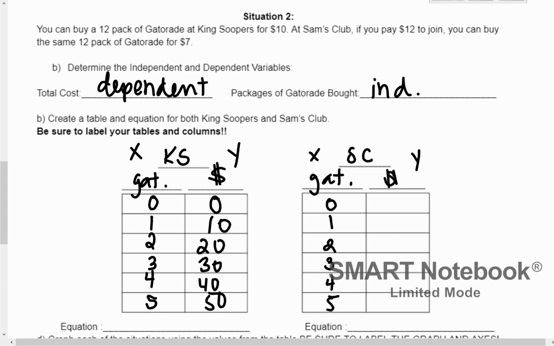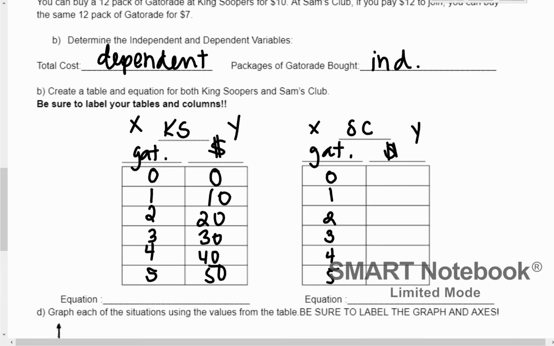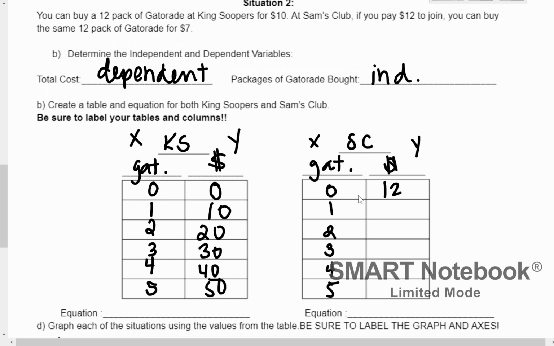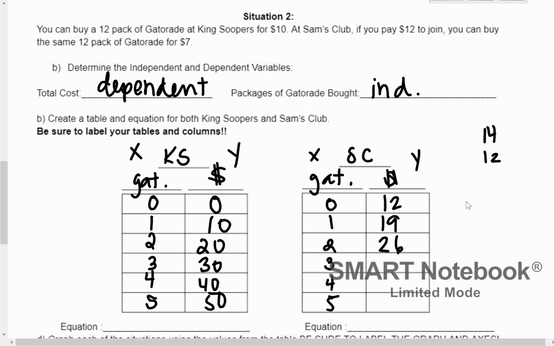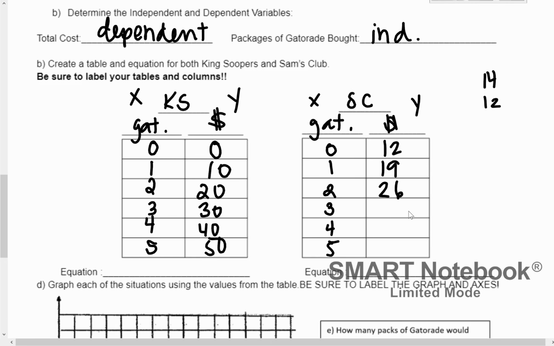At Sam's Club, you're paying $12 to join. So if you buy 0 packs of Gatorade, you're paying them still $12. Okay, but then if you pay them that $12 and buy 1 pack of Gatorade, that's going to be $19. If you buy 2 packs of Gatorade, that Gatorade's going to cost $14 plus that $12 that you already had to join. So we do 14 plus 12 to get 26. You might see a pattern. We're just adding $7 for each new pack of Gatorade that we are buying. So this would be 33, 40, and 47.